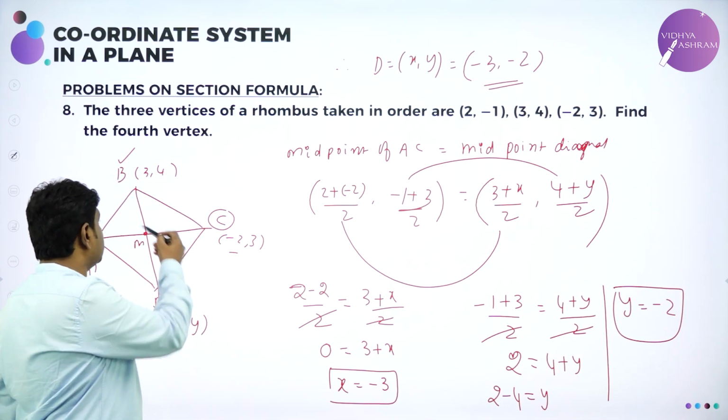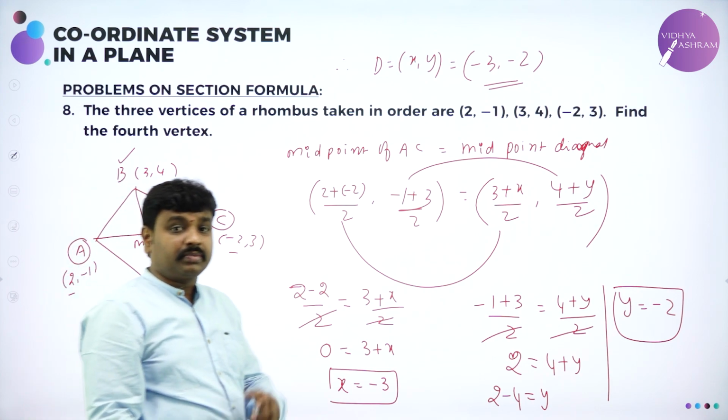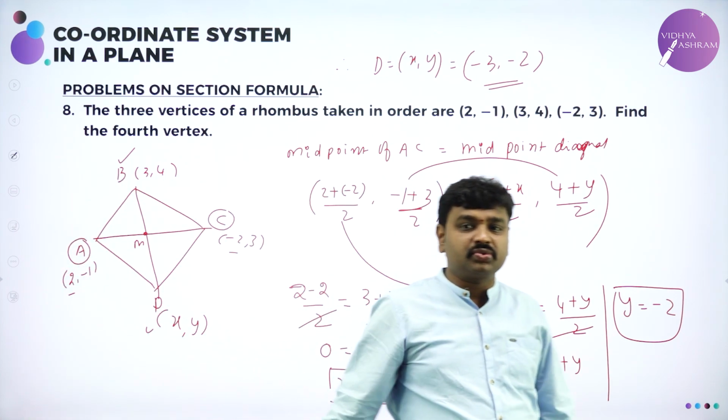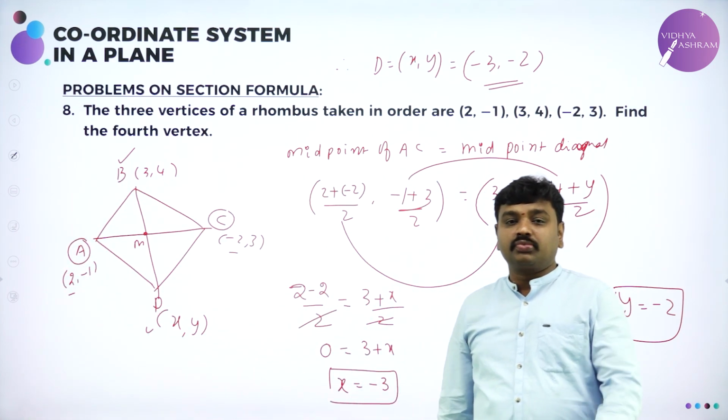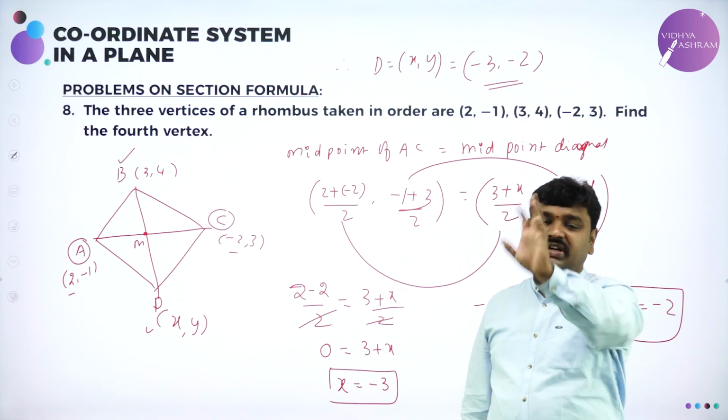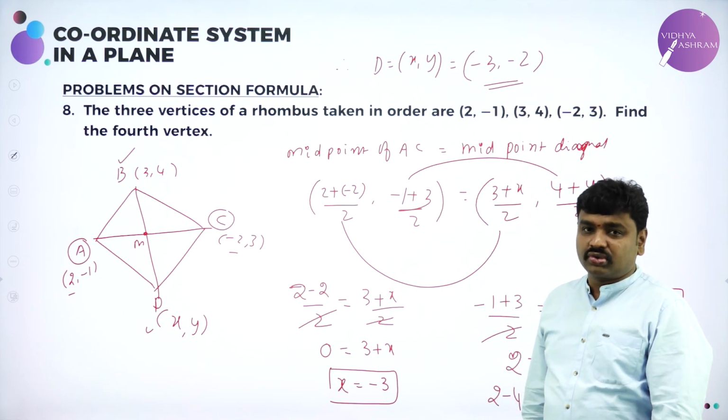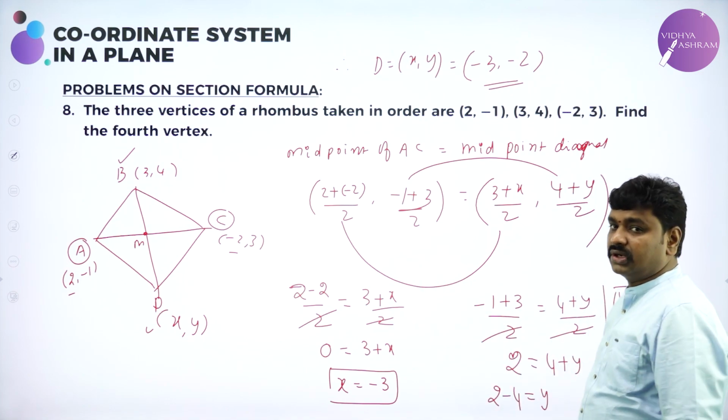Means midpoint of AC is equal to midpoint of BD. They cut at midpoints. Bisection means what? Divide into two equal halves. So midpoint of one of the diagonals is equal to midpoint of the other diagonal. That is the concept. For rhombus, square, rectangle, you can use the same concept to get the fourth vertex.